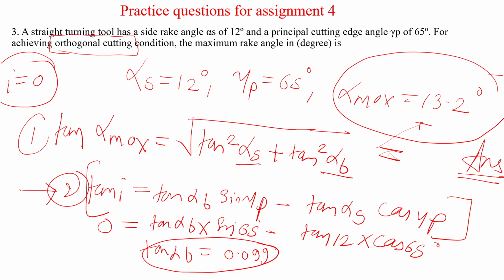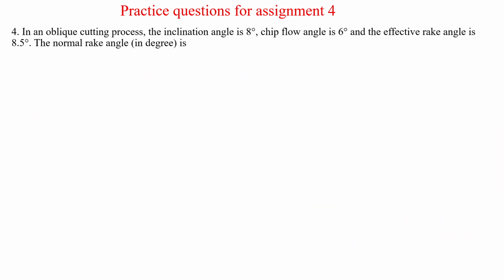Okay. Yes, sir. Can we move to next question? It is clear. Yes, sir. Okay, then we are moving to the fourth question, which says in oblique cutting process the inclination angle. Then we'll write it. You develop this habit of writing what is given. So what is given? I is given 8 degrees. Chip flow angle which is eta c is given 6 degrees. Effective rake angle which is alpha e is given 8.5 degrees, right?